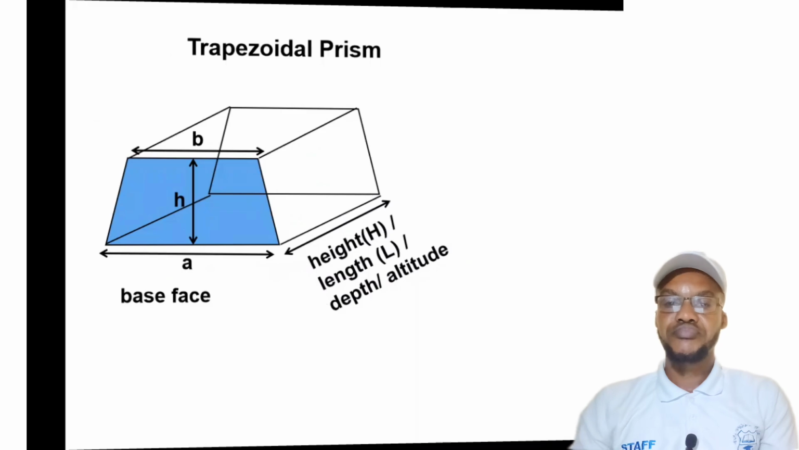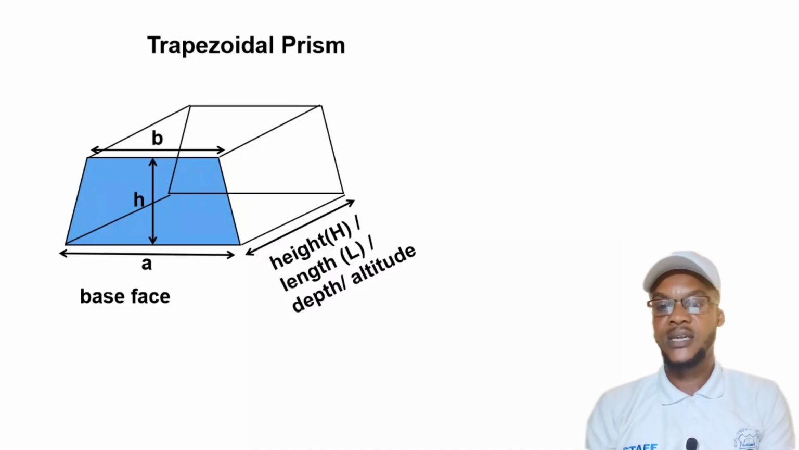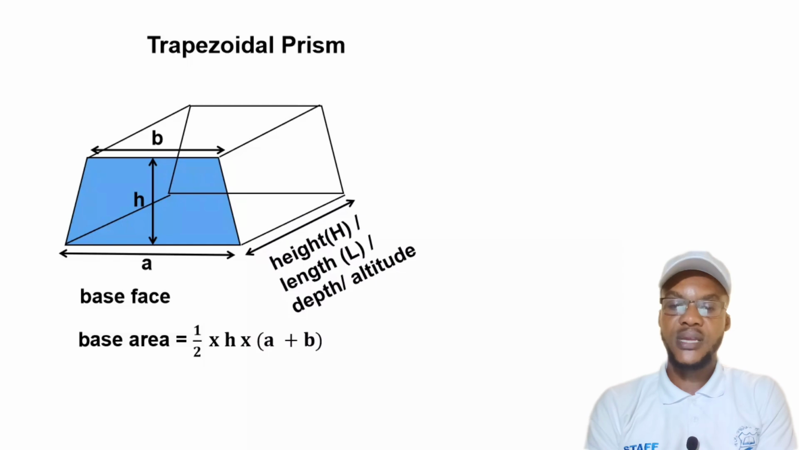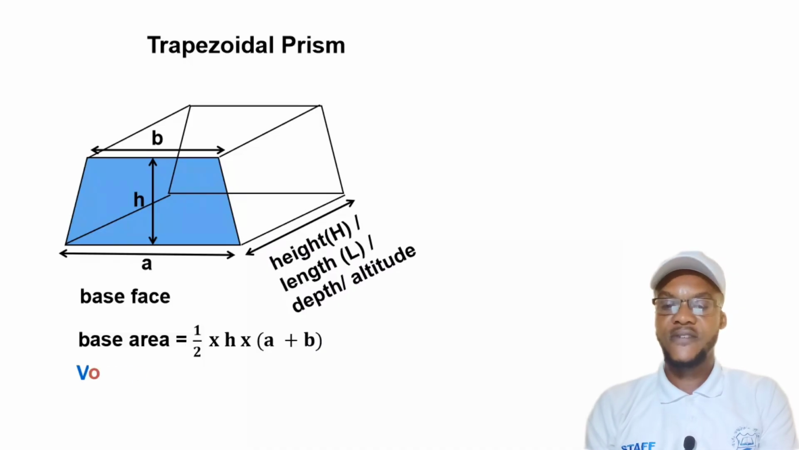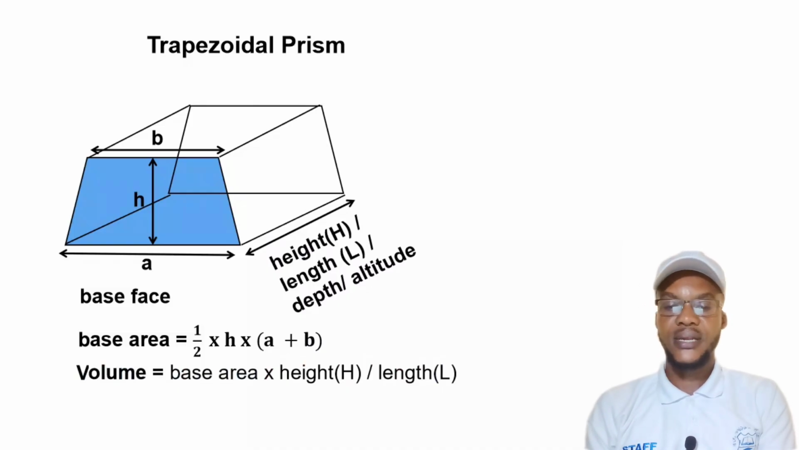Okay, then let's look at this one. So we know that we have the face. If we have the face, then finding the volume is very, very easy, because we've already told you that finding the volume is just a matter of multiplying the area of the base by the height of the prism. So we know that the base area of a trapezium is half multiplied by the height of the base multiplied by the sum of the two parallel sides. Then we just find the volume by multiplying the base area by the height, which is the same as the length of the prism, and we are good to go.